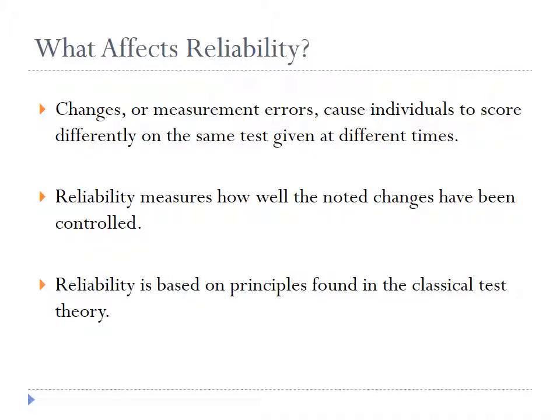So what affects reliability? Why do we not have perfect consistency all the time? Well, there's a lot of factors that need to be considered. We could look at changes, or mathematically what we would call measurement error. These measurement errors or changes will cause an individual's score to vary from test administration to test administration.